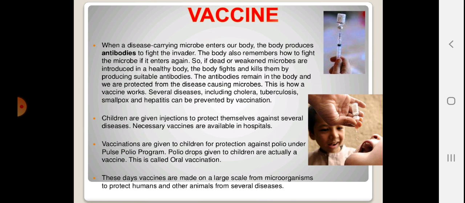Now, polio drops given to children are actually a vaccine, and this is called oral vaccination. You might have heard of an advertisement by Mr. Amitabh Bachchan, that is, Do Boond Zindagi Ke. That is the vaccination campaign to make our country polio free, and a very great initiative. These days, vaccines are made on a large scale from microorganisms to protect humans and other animals from several diseases. So, we can just wish and pray that we get a vaccine soon for the novel coronavirus, or COVID-19, so we can be saved from this pandemic situation.